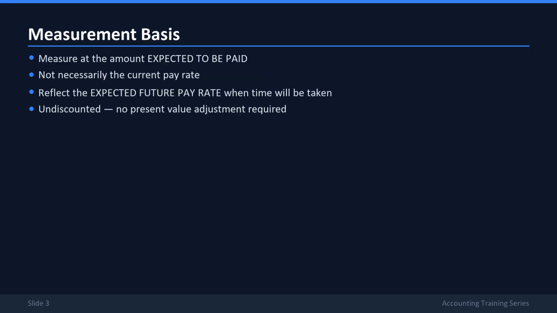The compensated absence liability is measured at the amount the entity expects to pay when the employee uses the time off, or when the balance is paid out on termination. This is not necessarily the employee's current pay rate. If a significant pay increase is expected before the vacation time will be taken, the measurement should reflect that expected future rate. The liability is measured on an undiscounted basis, meaning no present value adjustment is required for the time value of money, which simplifies the calculation considerably.